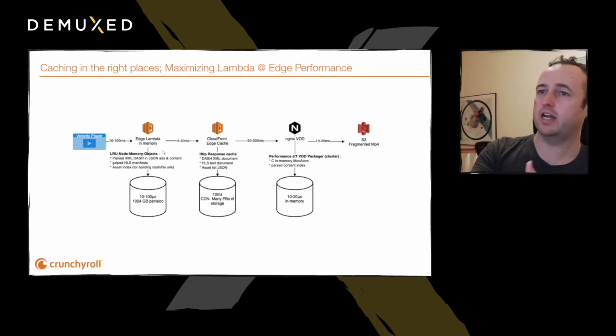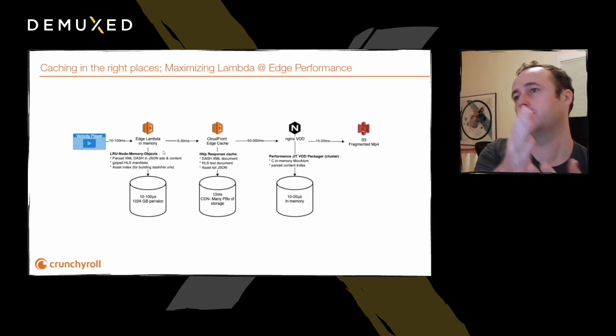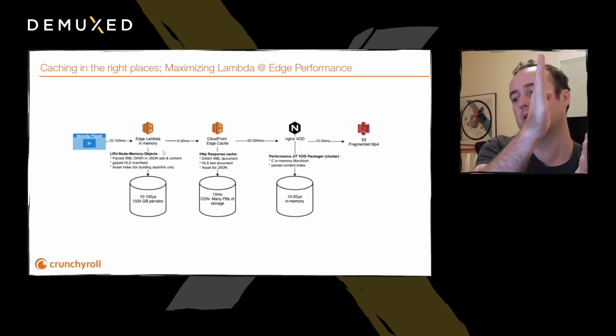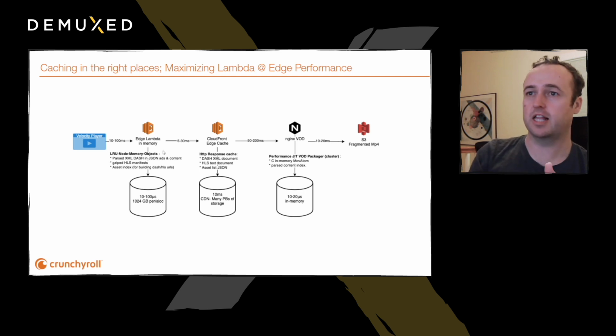Where you do not have your dash document in memory, then you want to fail over to a second tier of cache. In this case, CloudFront is well suited. You can get very low latency. I have 5 written here, but I've seen less than that, 3 or 2.9 milliseconds of latency between the Edge Lambda and the nearest CloudFront cache tier.